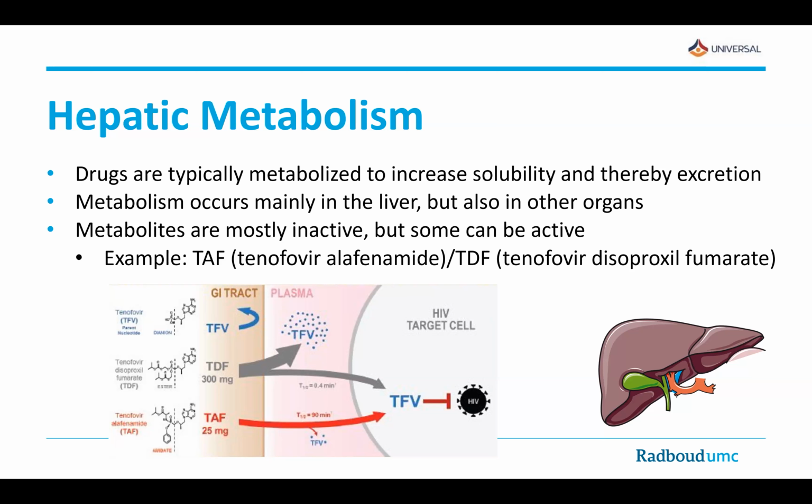Most of the metabolites are inactive, but some can be active. And this is the case, for example, for certain prodrugs, which is a drug that needs to be metabolized before it is active. And examples of prodrugs are tenofovir alafenamide, or TAF, and tenofovir disoproxil, or TDF. After these drugs are absorbed into the systemic circulation, they will be metabolized to the active component tenofovir, as you can see in this figure below. And tenofovir can then be taken up by the cell to the site of action to do its actual work.